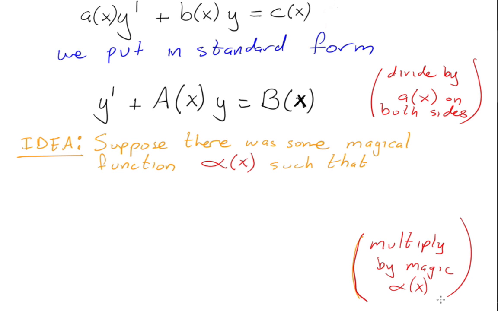Okay, so you multiply through. So you get alpha of x y prime plus alpha of x a of x y is equal to alpha of x b of x.